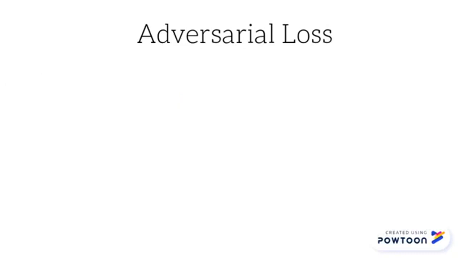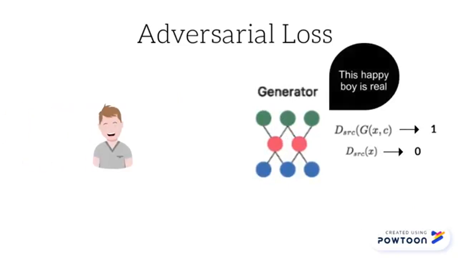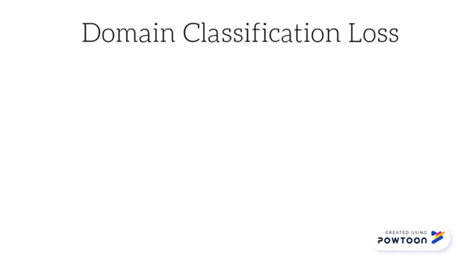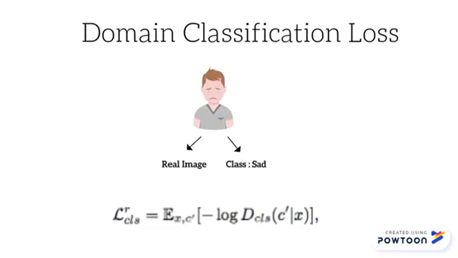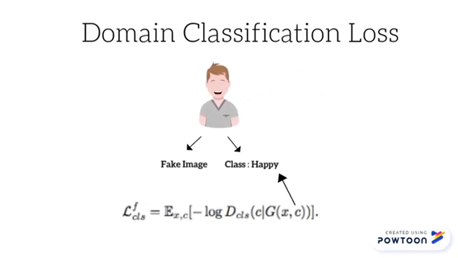On the other hand, the generator will try to minimize the function to fool the discriminator into thinking that the generated image G is real and belongs to the class C. The second loss is the domain classification loss. The goal of our algorithm is not only to create a realistic image, but also to classify it into its target domain C. Thus, the discriminator tries to minimize this function to make sure it classifies a real image X into its class C dash, and the generator tries to minimize the second function to make sure the discriminator classifies a generated image G into the target domain C.